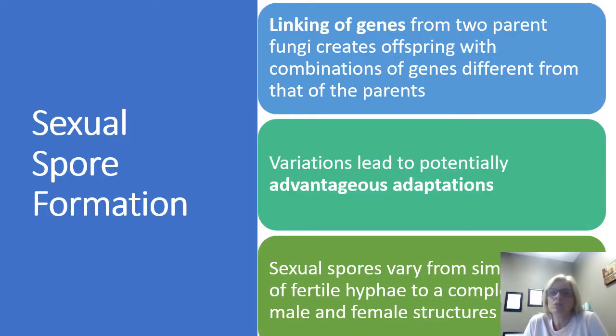Most fungi are going to produce sexual spores at some point, and there are many different methods that they use. They can link genes from two parent fungi, creating offspring, and that's going to give us a shuffling of genes from each parent. These variations can give us those advantageous adaptations. So this gets back to natural selection here, okay? Sexual spores can vary from just simple fusion of fertile hyphae to a complex union of the male and female structure. So they have both those asexual forms and sexual forms of reproduction.